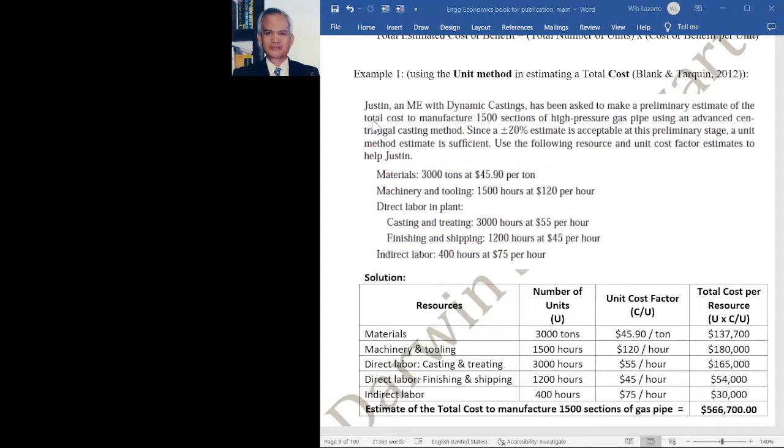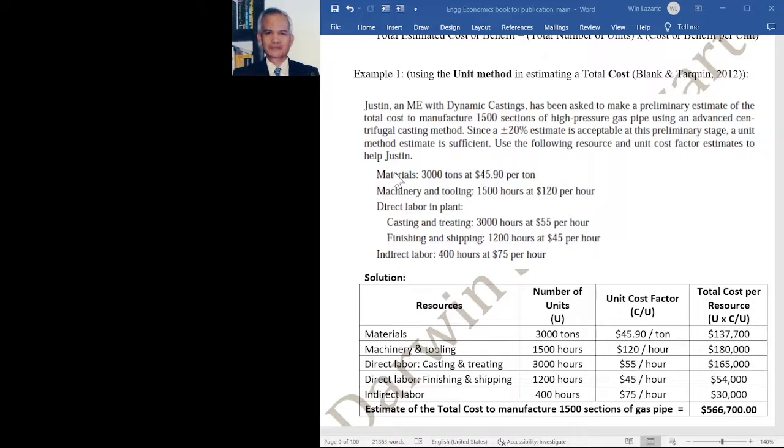This is the problem. Justin, an ME with Dynamic Castings, has been asked to make a preliminary estimate of the total cost to manufacture 1,500 sections of high-pressure gas pipe using an advanced centrifugal casting method. Since a plus or minus 20% estimate is acceptable at this preliminary stage, a unit method estimate is sufficient. Use the following resource and unit cost factor estimates to help Justin.